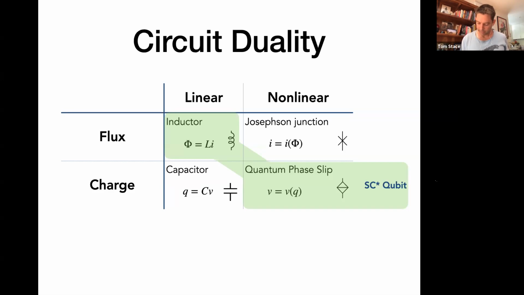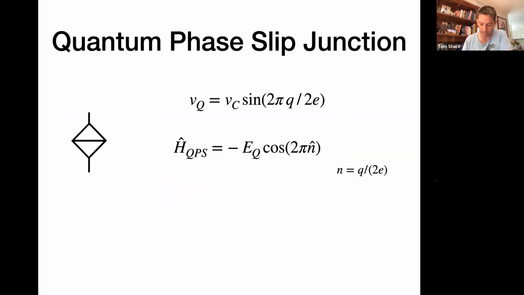I'm going to talk a little bit about that, but I don't want you to think that that's what I'm talking about when I say a new kind of qubit. This is just invoking a duality between flux and charge to come up with a new group of qubits, or a different group of qubits that people have started thinking about.